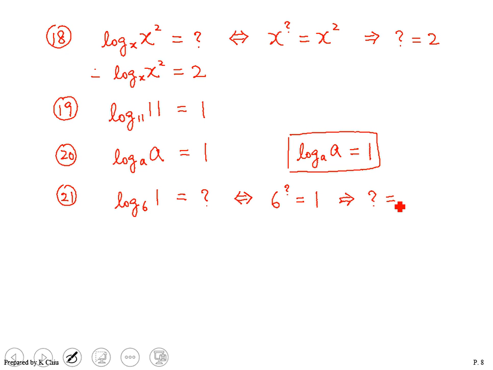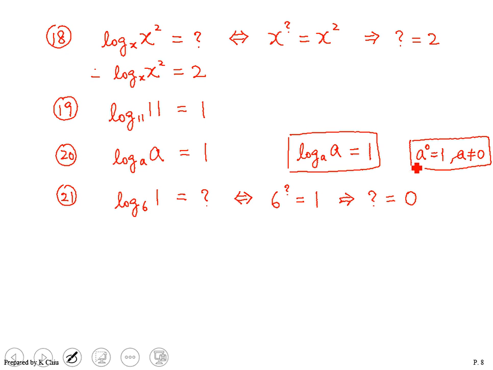Not 1. 6 to the 1 is 6. 6 to the 0 is equal to 1. Okay. Remember, we have a to the 0 power. That would be equal to 1 as long as a is not equal to 0. Now you see, it's important to know some of the rules, right? So now everything is cumulative.